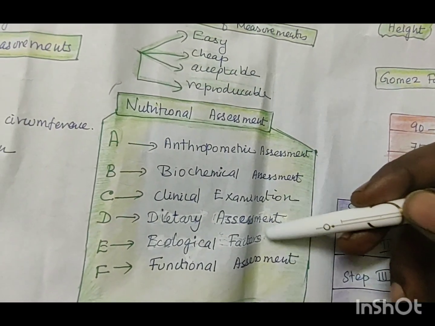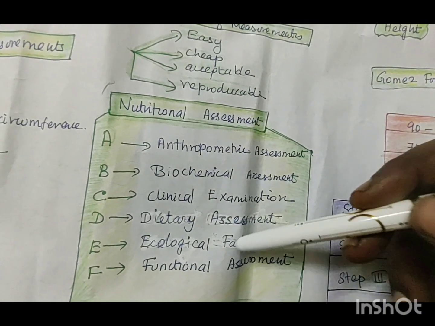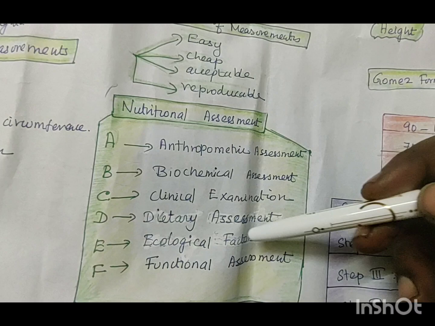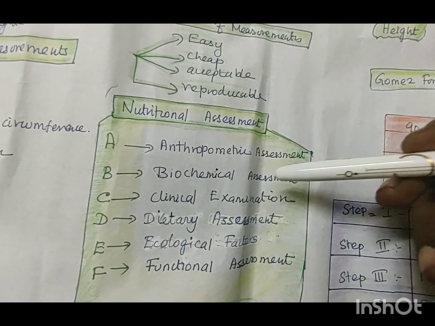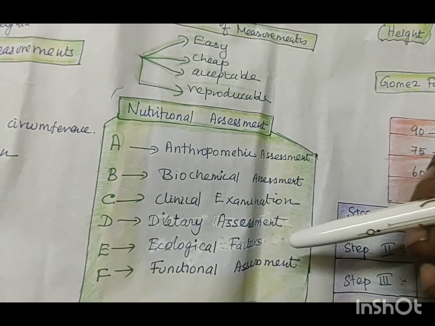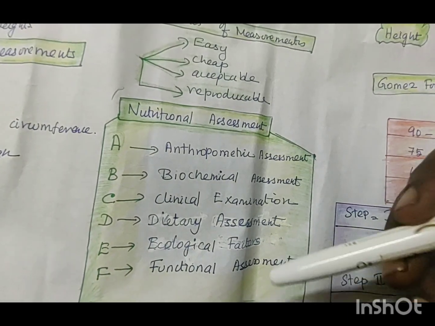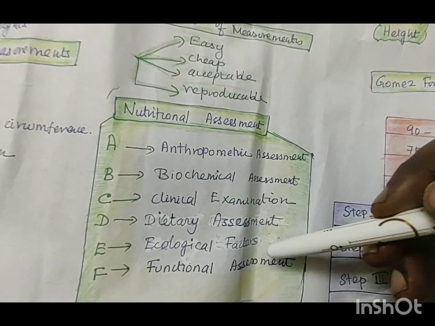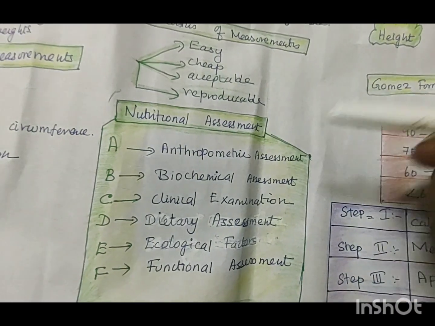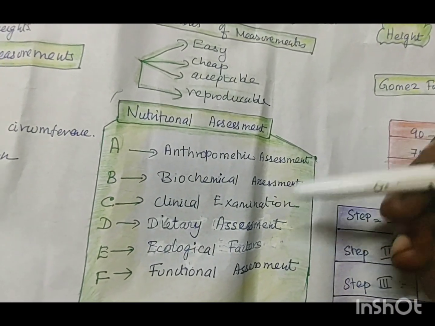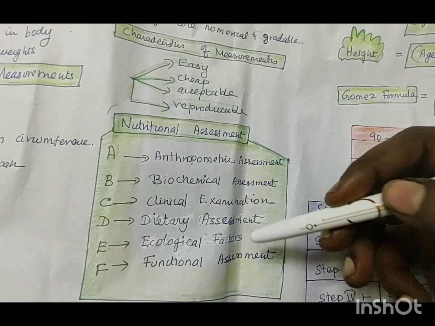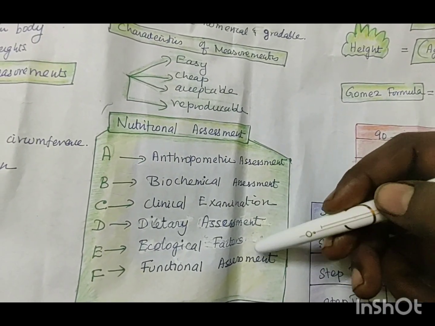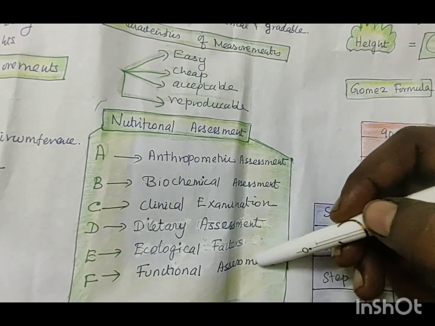And ecological factors are an important factor because ecology plays a main role in our health status. For example, Himalayan region people always get goiter. In some villages, people drink water with more fluorine content, and they will get dental fluorosis. So this particular ecological factor will affect their health status. Similarly, excess salt continuously taken in the water may make them prone to cardiovascular diseases. Then there is functional assessment.